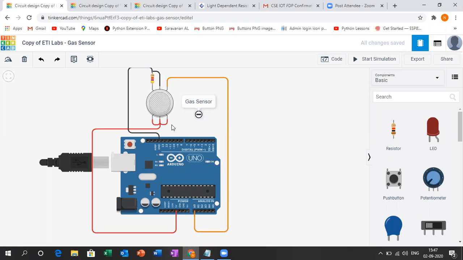On the bottom side of the gas sensor, there are three pins, B1, S2, and B2. These three pins are connected to the 5 volt power supply from Arduino. These are the connections, and our resistor is placed in between A1 and ground.